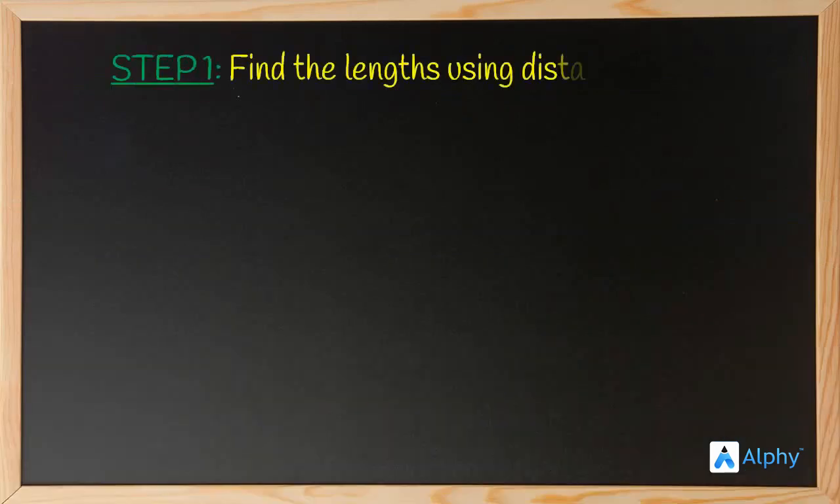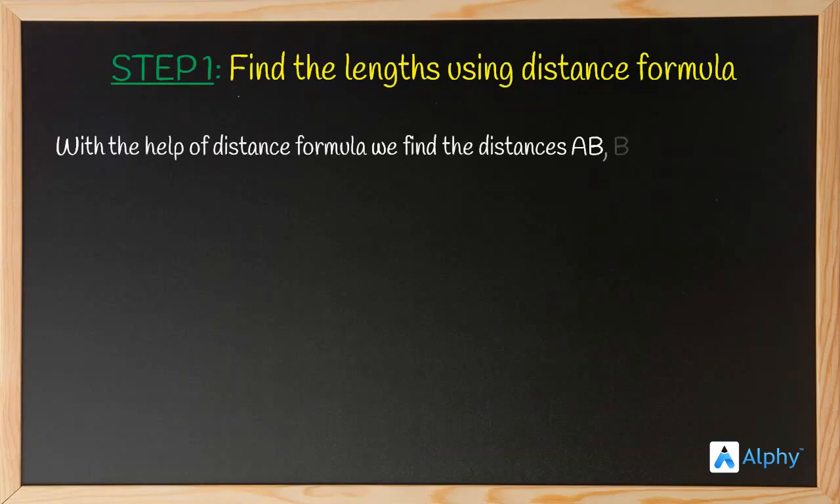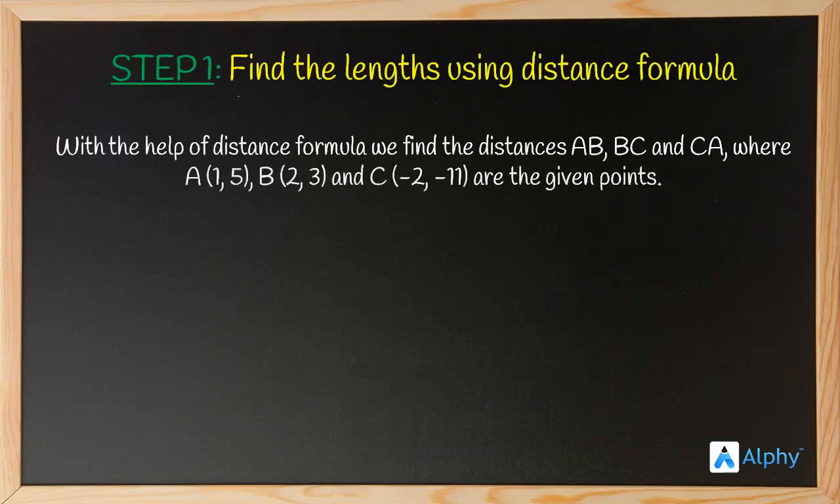So, step 1 is to find the lengths using the distance formula. With the help of the distance formula, we find the distances AB, BC and CA, where A, B and C are the given points. Do you remember the distance formula? Yes. The distance between two points A and B, where the coordinates of A are (x1, y1) and that of B are (x2, y2), is given by root over (x2 minus x1) whole square plus (y2 minus y1) whole square.